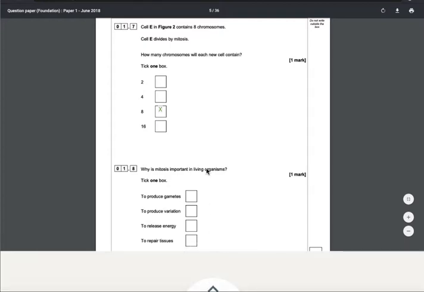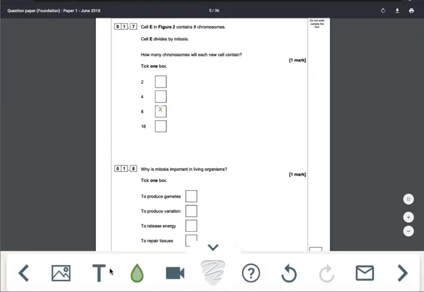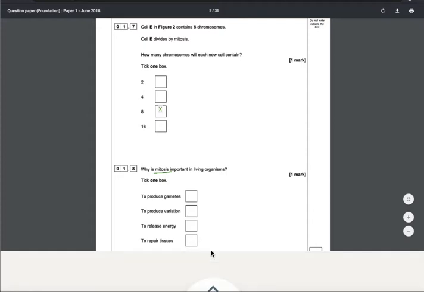Next question. Why is mitosis important in living organisms? Tick one box. Right, so let's go through this. First it says to produce gametes. Now, gametes are formed in meiosis, and it's very important we carefully read the question. This is not about meiosis, it's about mitosis there. Okay, so this is not correct.